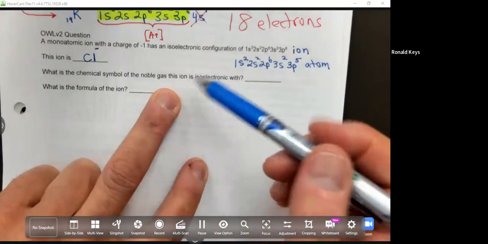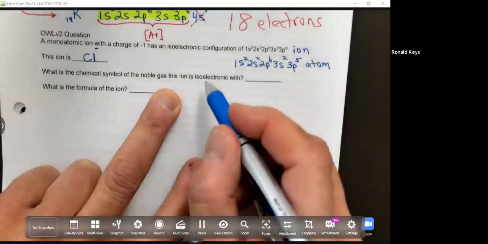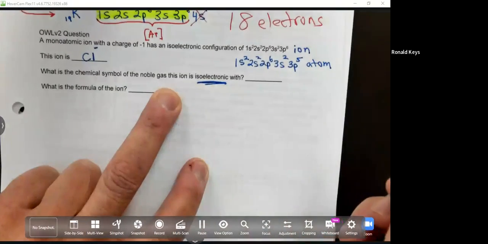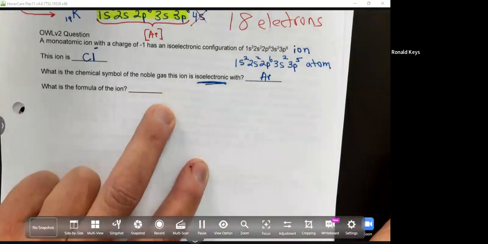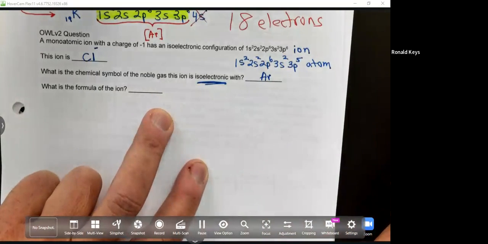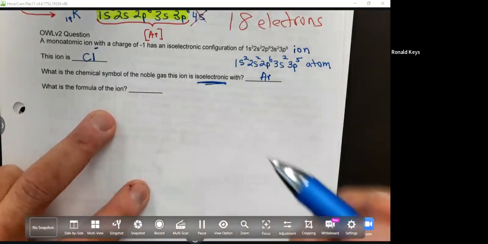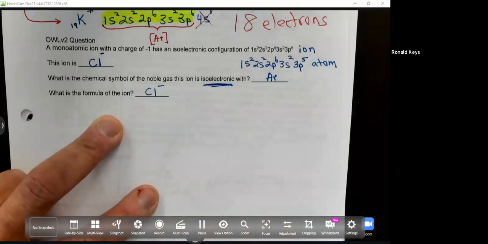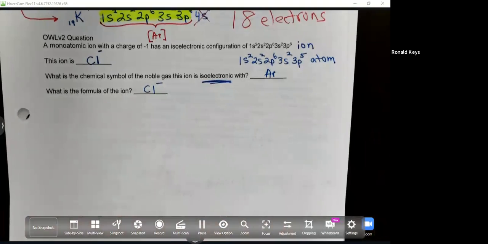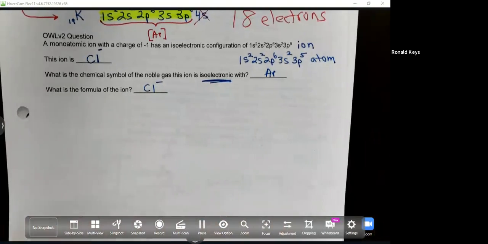What is the chemical symbol of a noble gas this ion is isoelectronic with? Argon. Formula for the ion, I thought I just did that. Is it like this? Okay, that finishes up chapters 6 and 7 together.